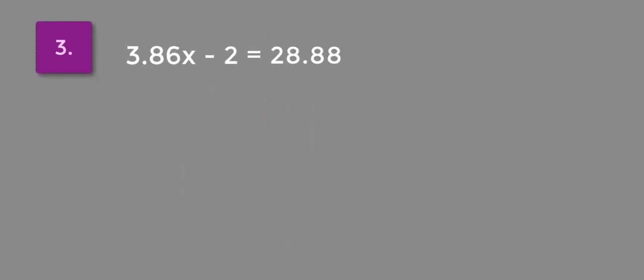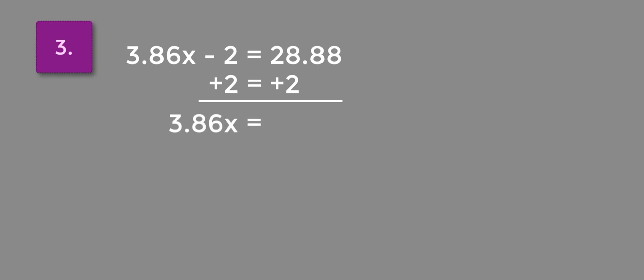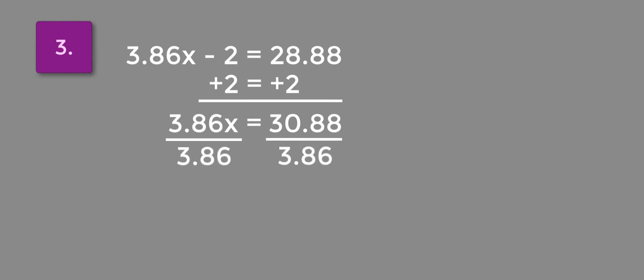The third problem, we have a decimal coefficient. So it's the same process as if it weren't a decimal. We'll go ahead and add 2 to both sides. That gives us 3.86 x equals 30.88. And now we divide both sides by 3.86.